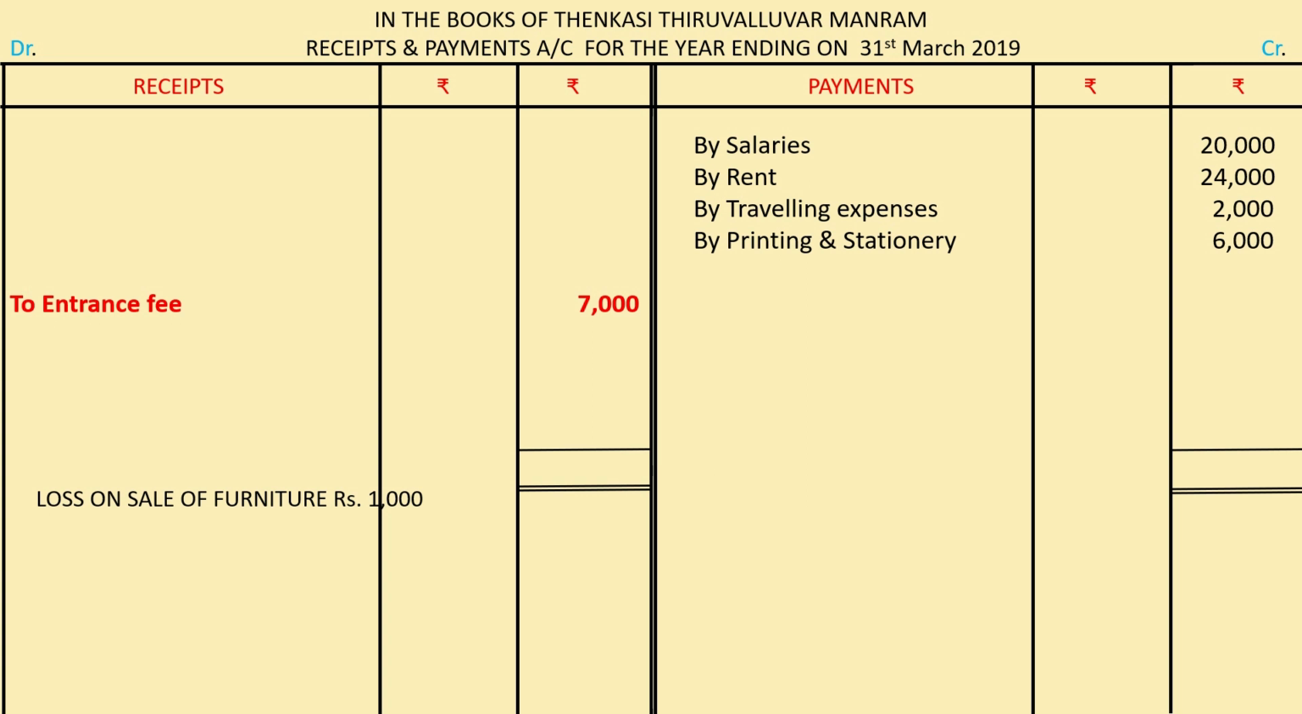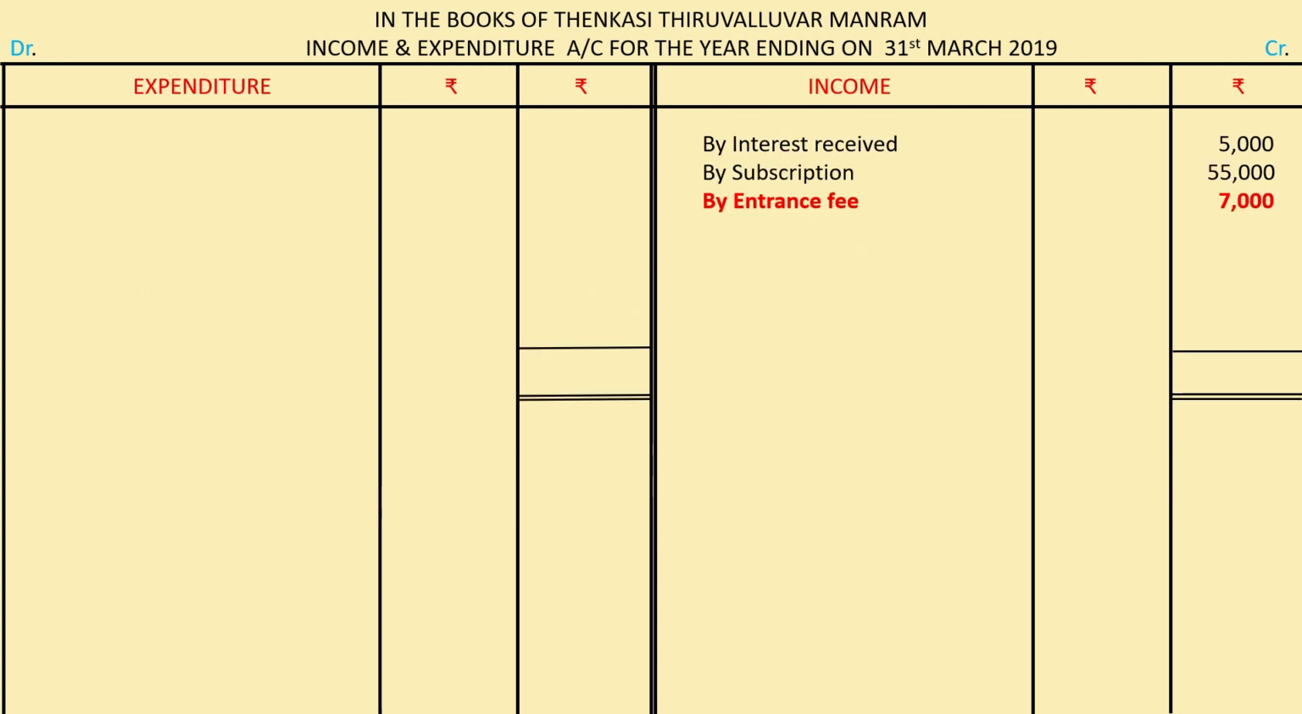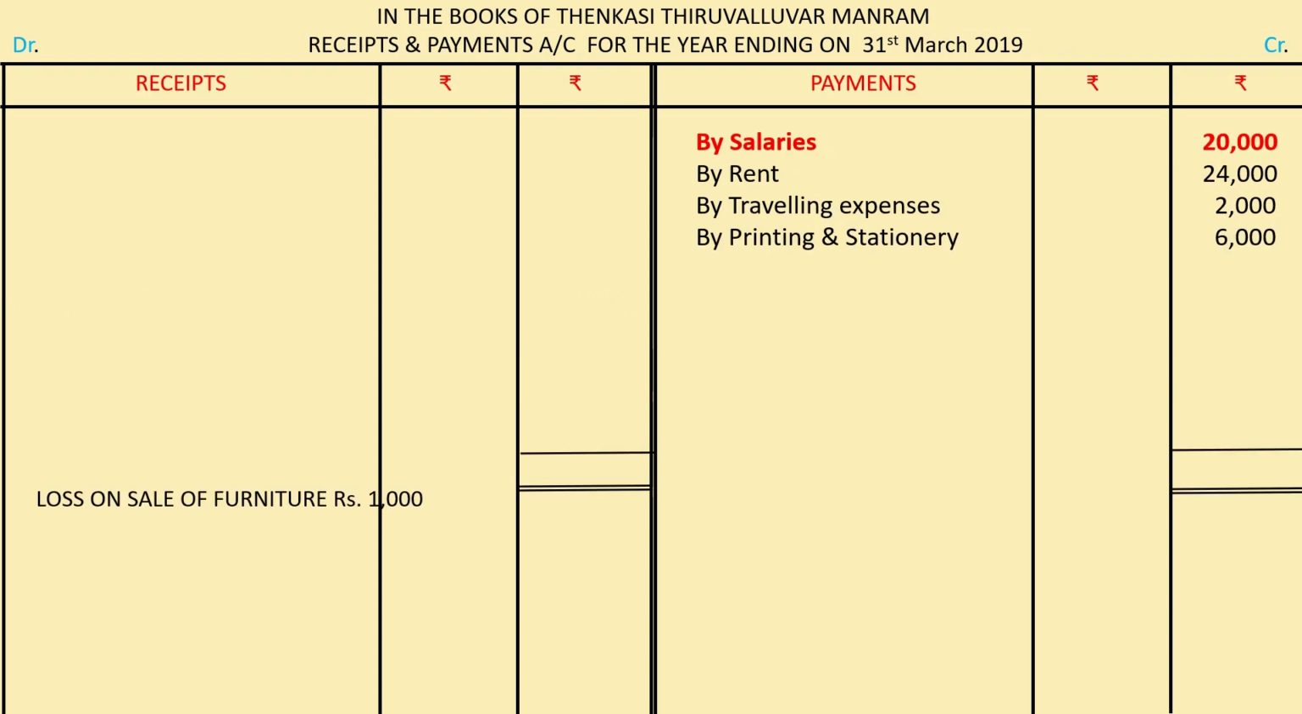Next, entrance fee. Entrance fee is also called admission fee when a member pays when he is getting admitted into the non-trading organization. This is a revenue receipt and it will be shown in the income side of the income and expenditure account, that is the credit side. We have completed the items in the receipt. Let's go to the payment side.